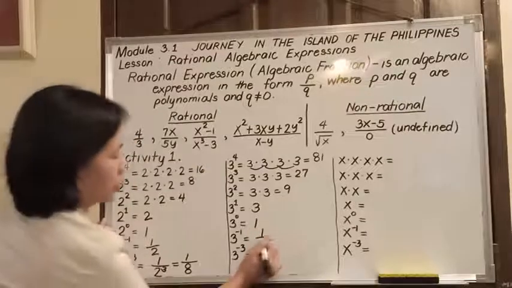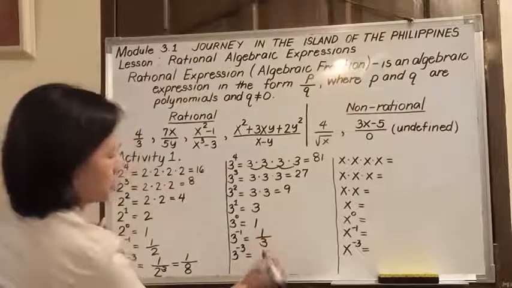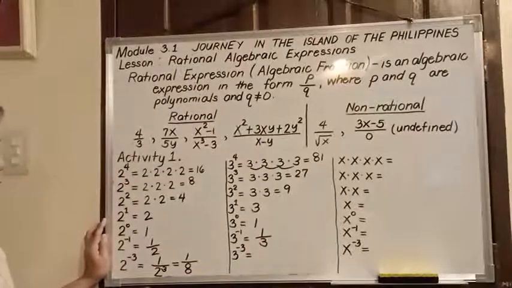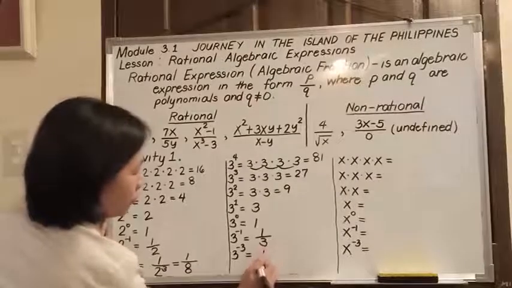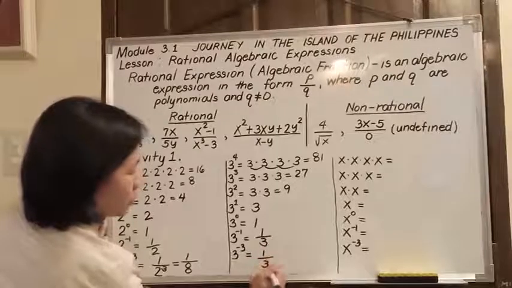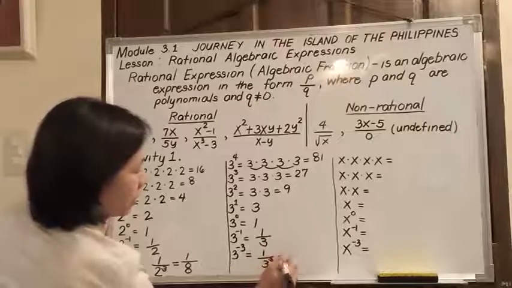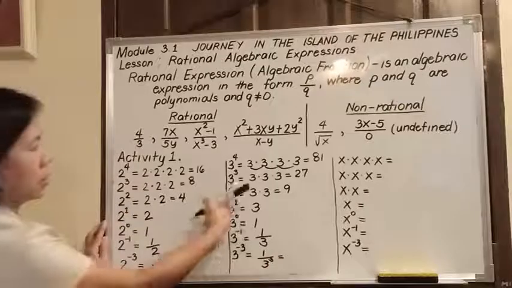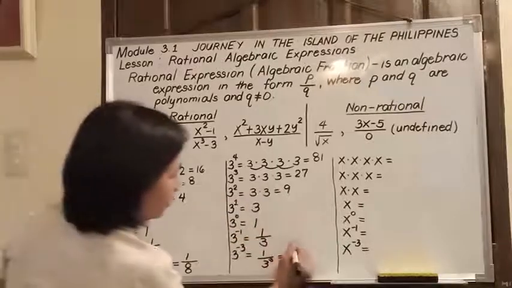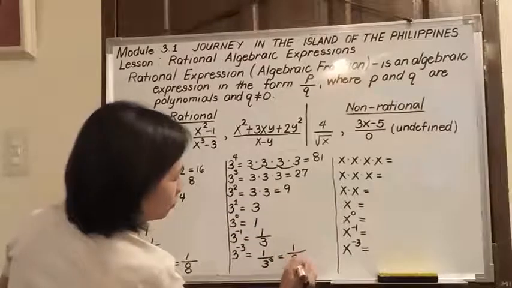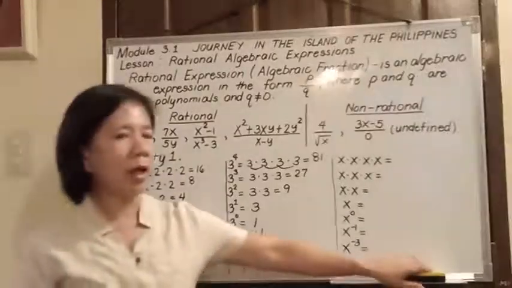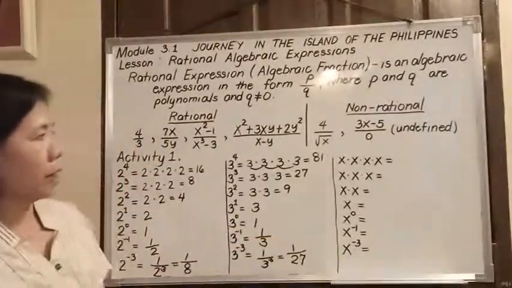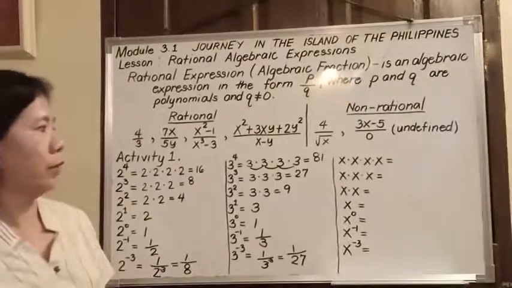3 will become your denominator with positive 1 as the exponent, and that is 1/3. And 3 raised to the third power should be 1/3 raised to positive 3. And 3 raised to positive 3 is equivalent to 27. Therefore, it is 1/27.